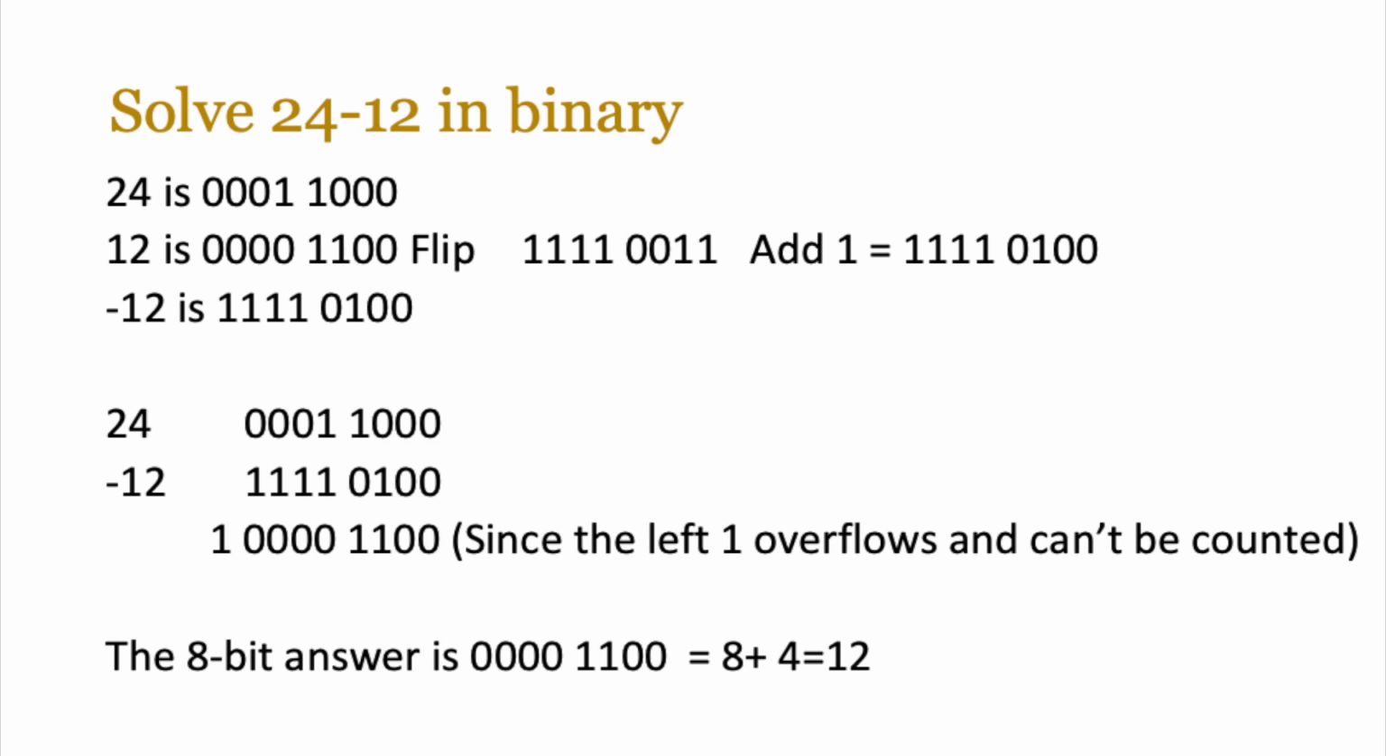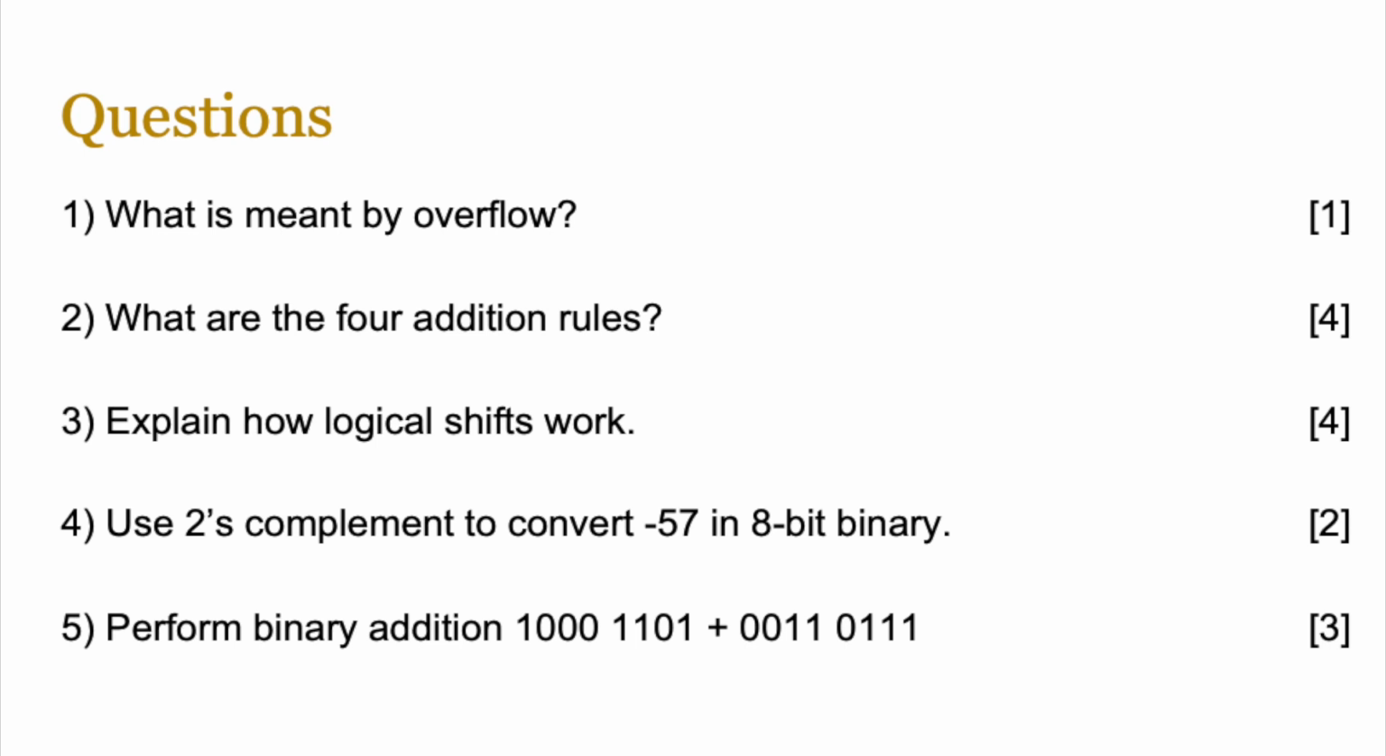1 0000 1100. Since the left one overflows and it won't fit in the 8-bit binary, it can't be counted. Therefore, the number becomes 0000 1100. And if you look at that, that becomes 8 plus 4, which is 12. So 24 minus 12 gives us 12. And that's pretty straightforward if you think about it, and very easy for a computer to do without a human being involved. So we can automate that process, transistors and registers, and a computer can do calculations by itself without any human intervention. Okay, that's all for this particular lesson.